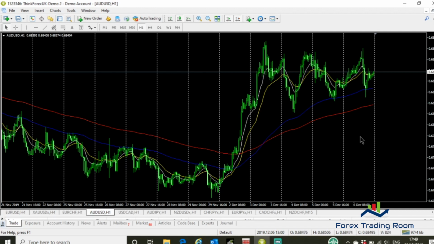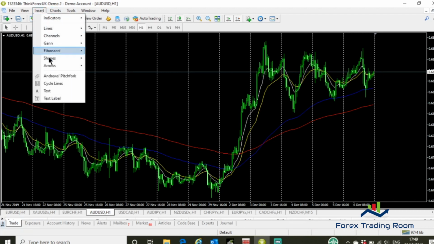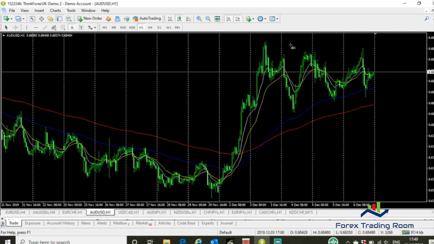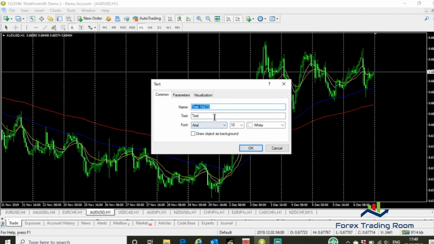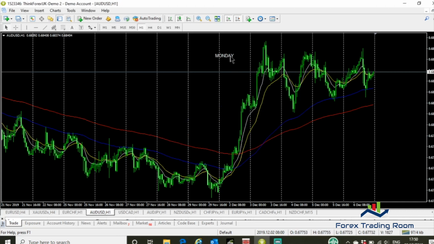First of all, we need to identify the days of the week. These indicators here, where they've been segregated, is showing each day. So this is Friday, Thursday, Wednesday, Tuesday, Monday. So on Monday we shall highlight so we all know where we are. Okay, I'll put Monday in here. So we now know this was the start of last week.